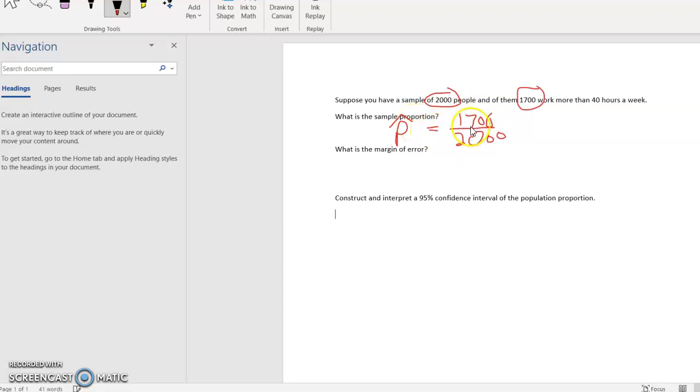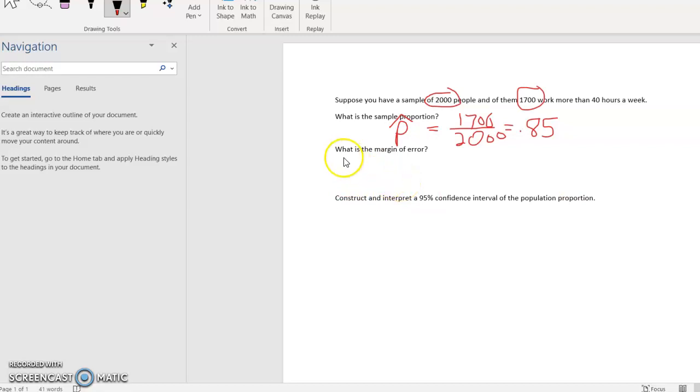All right, now we probably want to change this into a decimal, so I'll put 1,700 divided by 2,000 in my calculator, which gives us 0.85. Or if we want to express it as a percent, we can say 85%. 85% of these people work more than 40 hours a week. What is the margin of error?